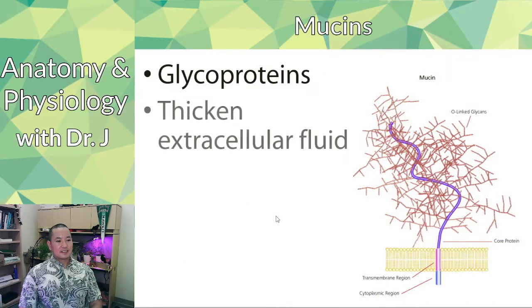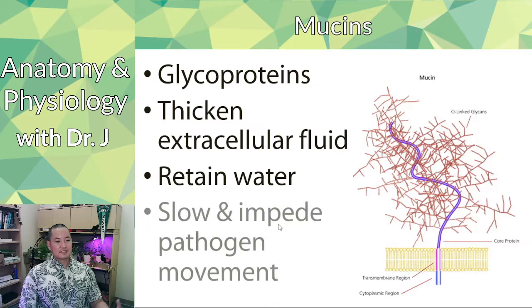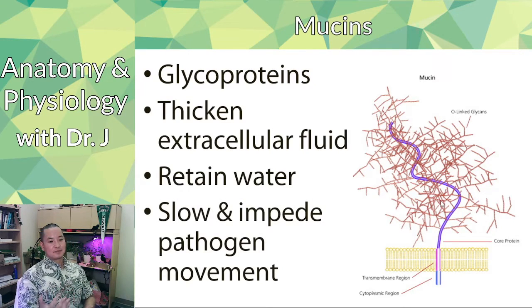And mucins, again, are glycoproteins, and this is what the overall structure of a mucin looks like. All of this purple part is the protein part, and the red part is all the carbohydrates that help to attract water, but also thicken that surrounding mucus as well.